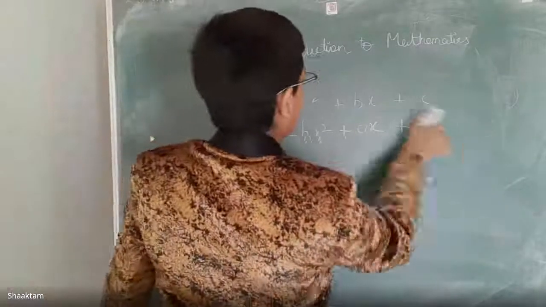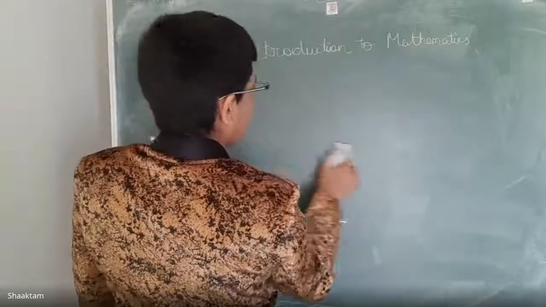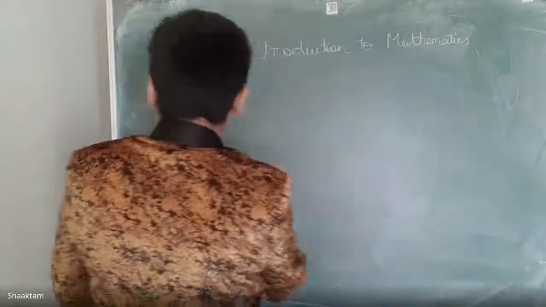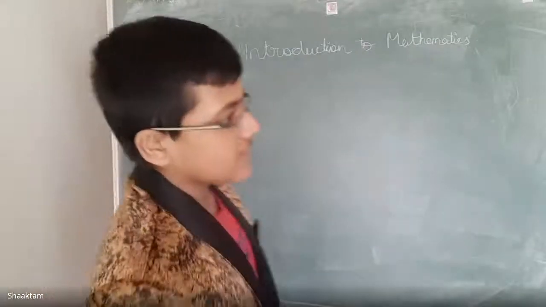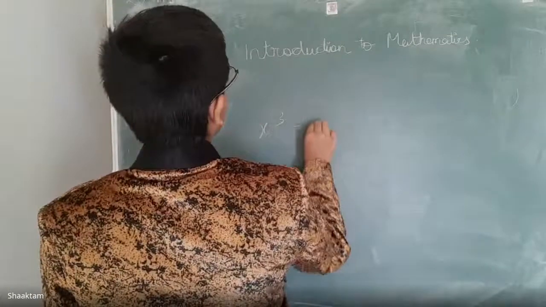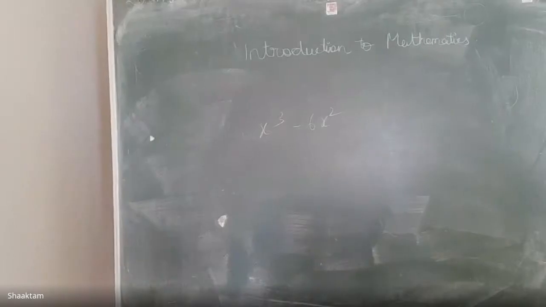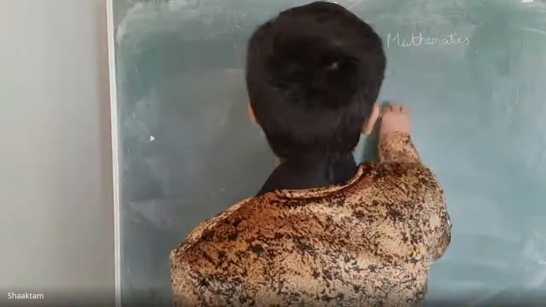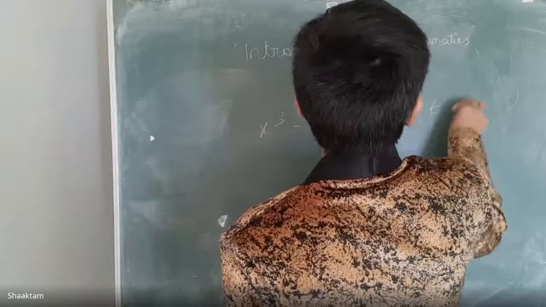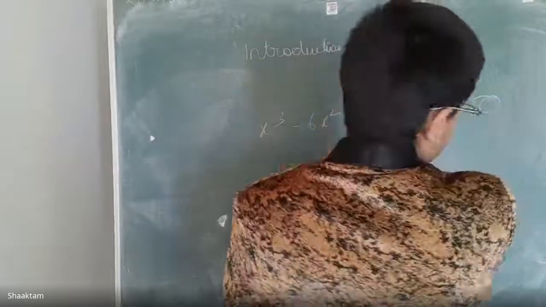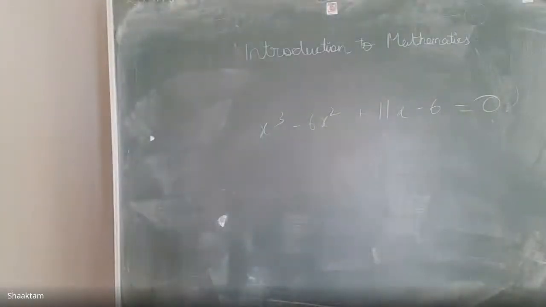Okay, fine. So I'm giving an example of a cubic polynomial. Say I have the cubic polynomial x cube minus 6x squared plus 11x minus 6 is equal to 0. This is also called a cubic equation. Fine.